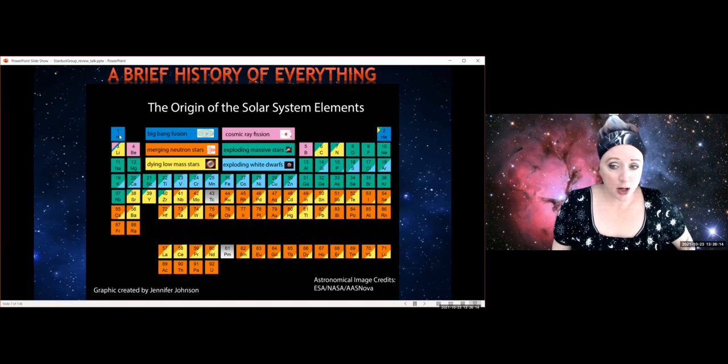So you can see here, hydrogen is all from the Big Bang. Most of the helium is. But when we look at, say, lithium, actually most of the lithium is coming from low mass stars. So kind of like the sun. If we look at carbon and nitrogen, those are also coming from low mass stars. So the stuff that we need for life is mostly coming from low mass stars.